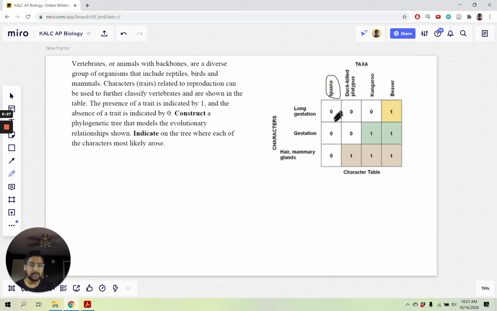So if we're looking at this chart, what we can easily identify, I think, is that the iguana here has none of these traits. It's got 0 for everything. So the iguana is going to be what in general we call the out group, and so it's going to be the thing that we want to label as the out group. It's going to be a little bit different.